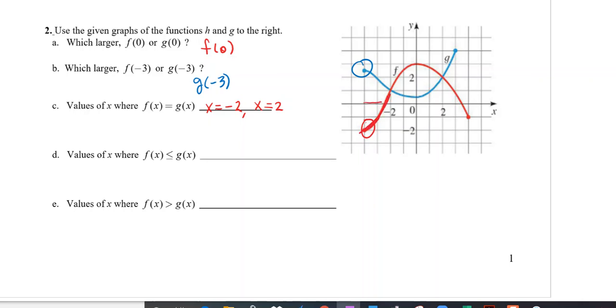And that trend continues as you move along the x-axis. The red seems to be lower than the blue until you get to x equals -2, and then that relationship switches. Then the red graph goes above the blue graph, so it gets bigger. And then that relationship changes again at the next point of intersection at x equals 2. Then g becomes higher than f. The graph of g is above the graph of f. So to answer where f of x is less than or equal to g of x, is the same as saying, where is f lower than g? So we can see that that is here and here.